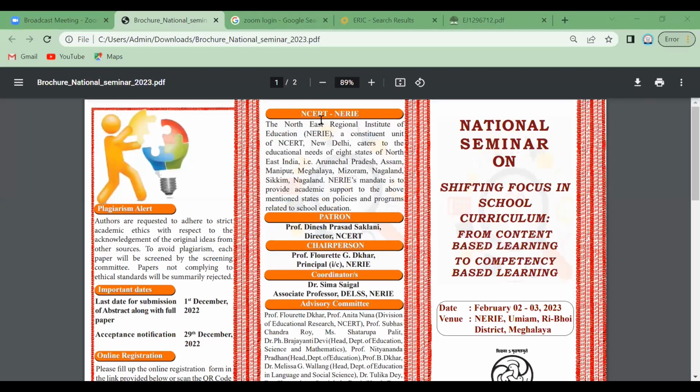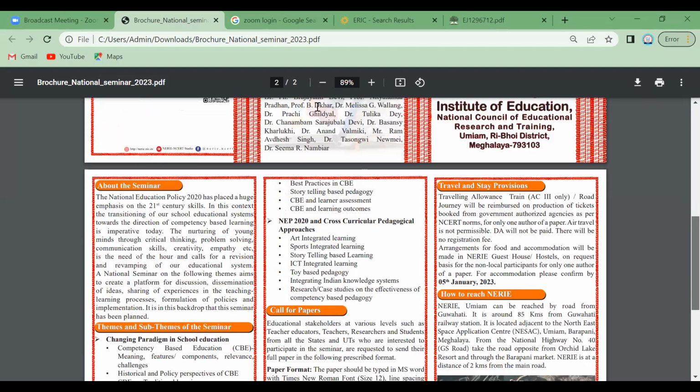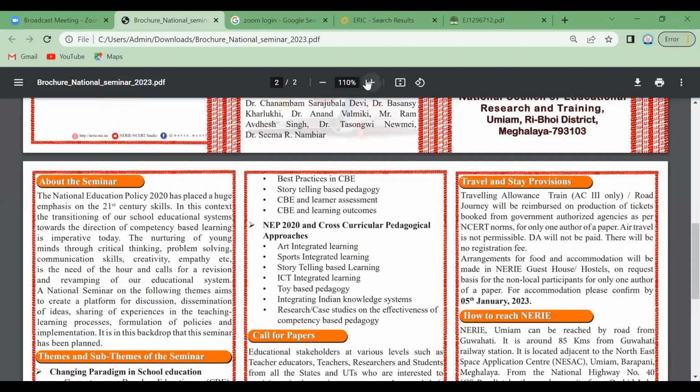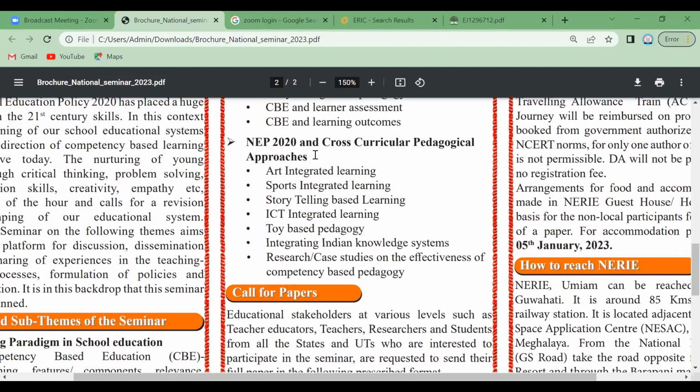Okay, let me share. Actually, most of us are teachers. Most of the participants are school teachers. This national seminar on shifting focus in school curriculum has more topics especially for school teachers. Here you could see some of the themes: art integrated learning, sports integrated learning, storytelling based learning, ICT integrated learning, toy-based pedagogy, and integrated Indian knowledge systems and case studies.